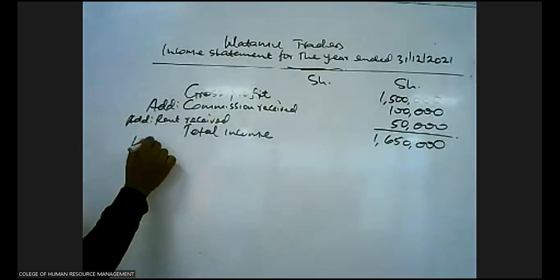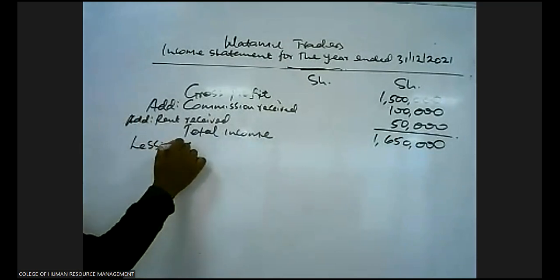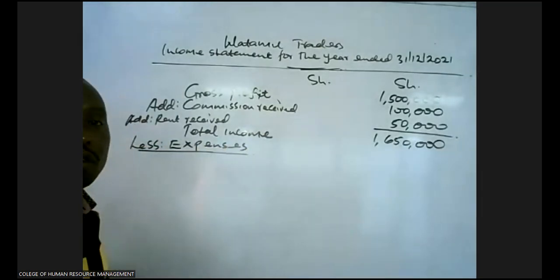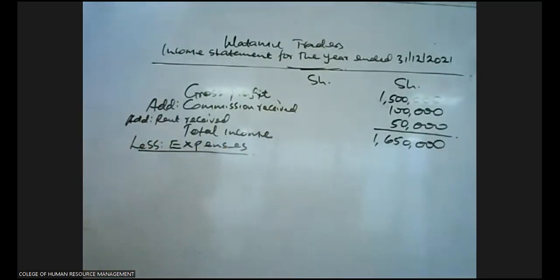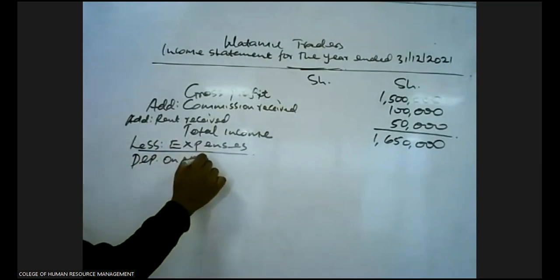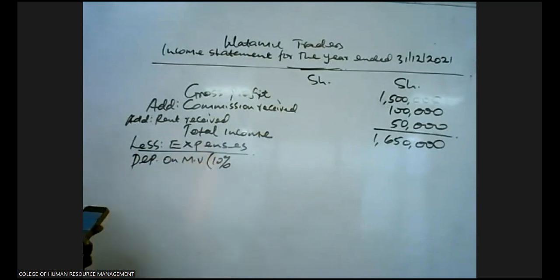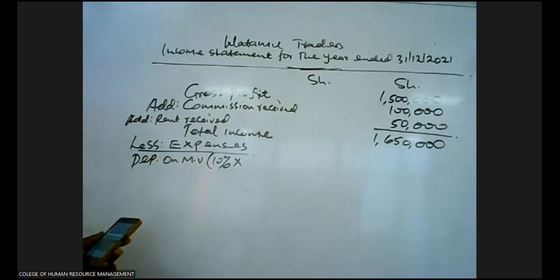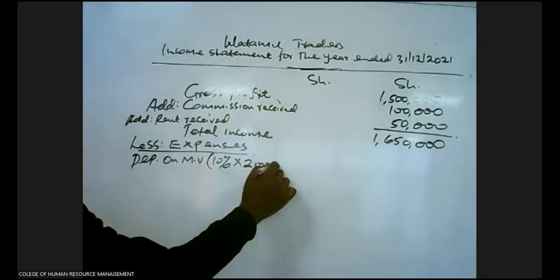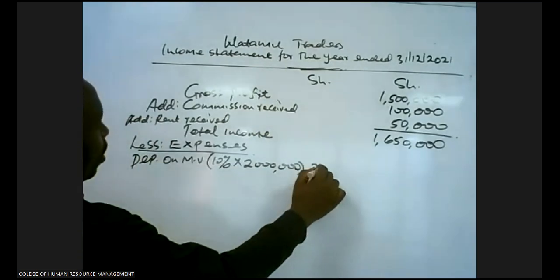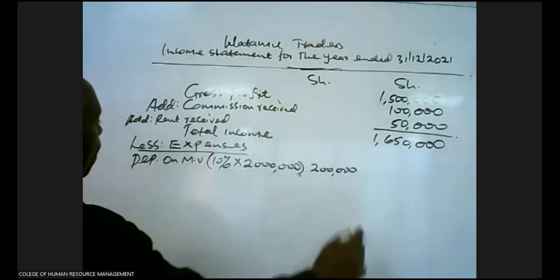Then you come here and say less expenses. So that we don't omit the additional information, we start with them. Depreciation on motor vehicle is one of them. It should be calculated at 10% fixed, times the cost of the motor vehicle, 2 million. That gives us 200,000.